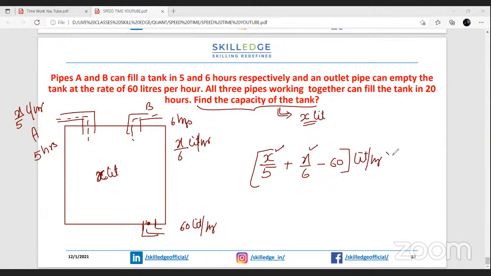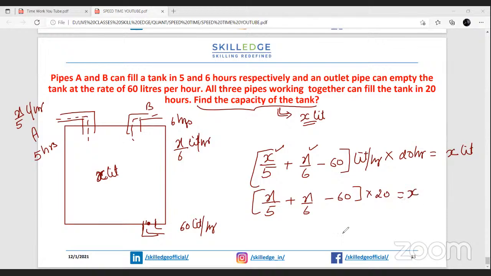This is the total filling into number of hours कितने लगते हैं, if 3 pipes are open together they can fill the tank in 20 hours. So in 20 hours they will fill the capacity is equal to x liters, ठीक है। लीटर पर आवर इंटू आवर gives me liters, हो गया, सिंपल था। x by 5 plus x by 6 minus 60 into 20 is equal to x. You just have to figure out the value of x from this whole equation, guys.